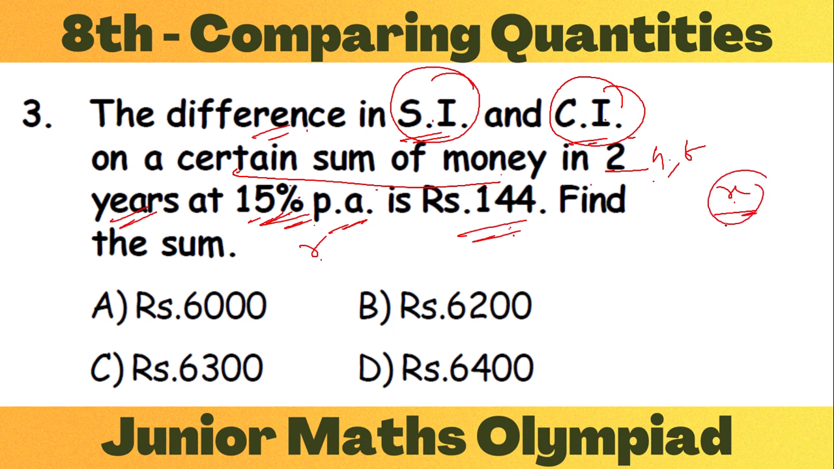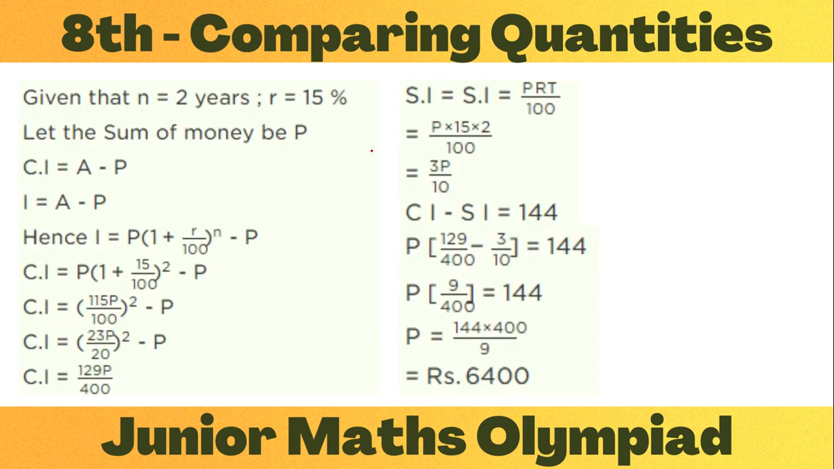The amount they have not given. For X amount, they have calculated simple interest for 2 years at 15% interest, and we got some value S. Compound interest, we got some value I. Their difference is 144 rupees. Then find the sum or the amount. So indirectly they are asking this question, children. Let's find out with the given hints. Time N they have given 2 years, rate of interest 15%.